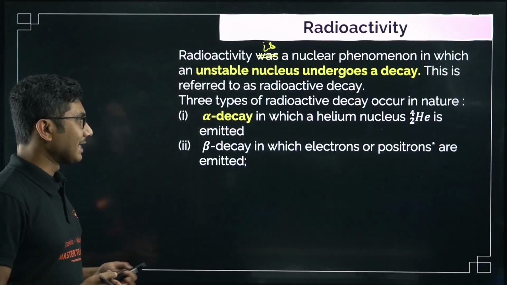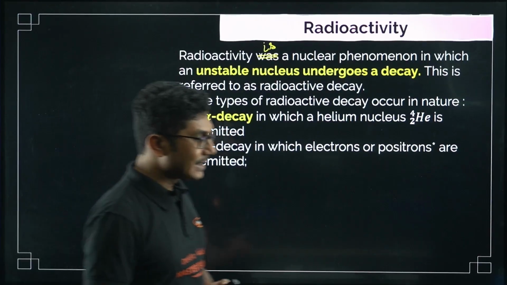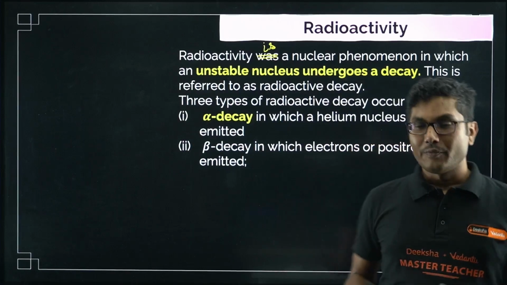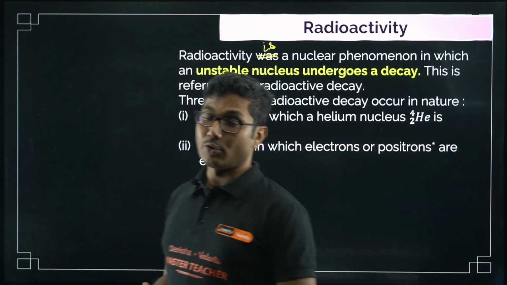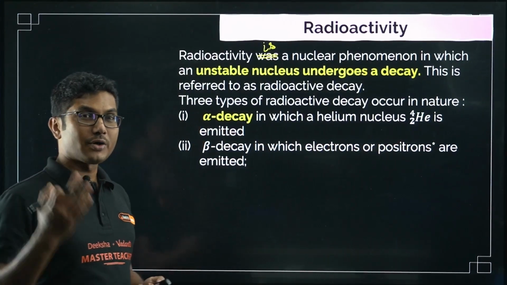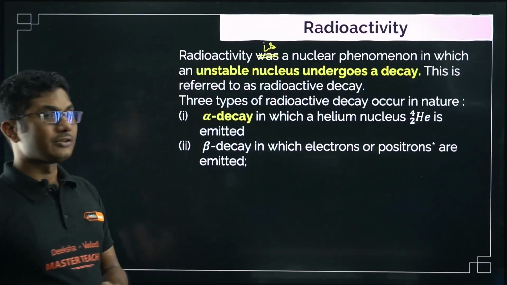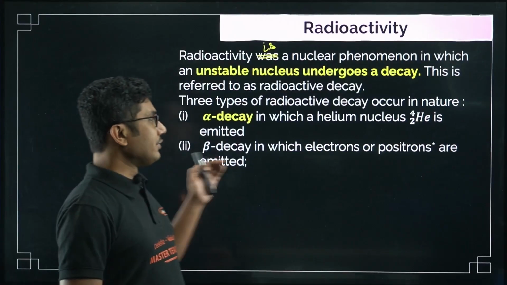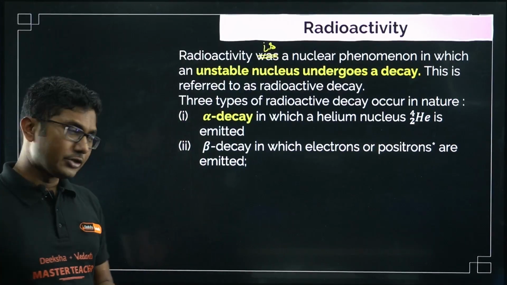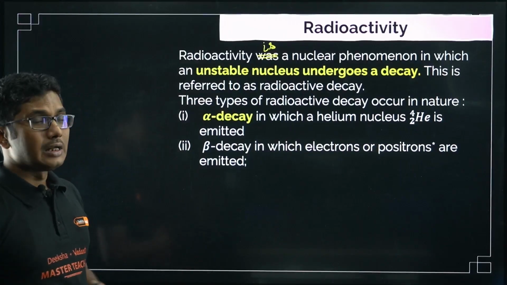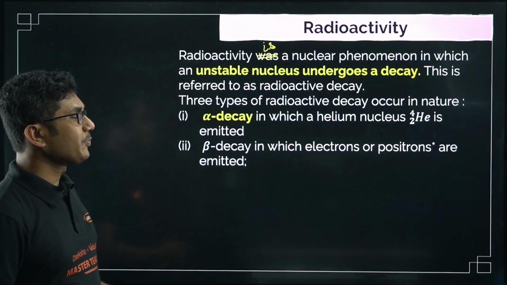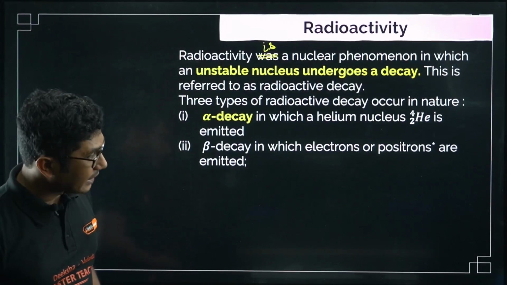Also there is another type of decay, beta decay. I told you, beta decay is basically when a neutron breaks down into a proton and an electron, and the electron comes out of the nucleus. That electron is called beta decay. Sometimes a positron can also come out of the nucleus. Now what is a positron?